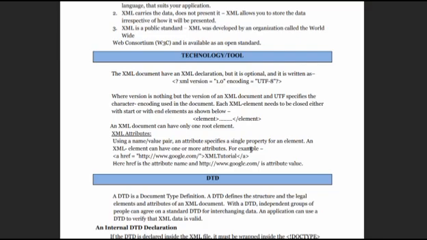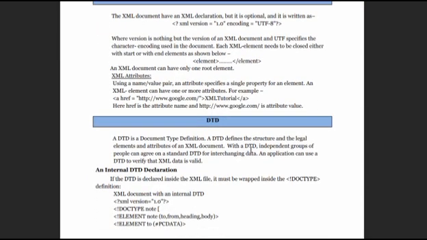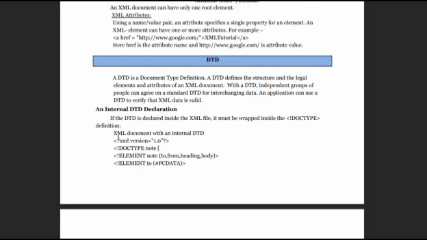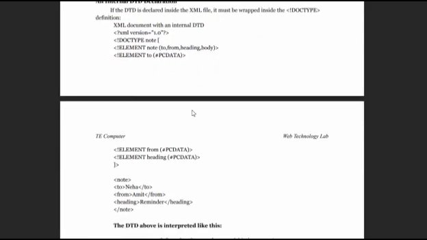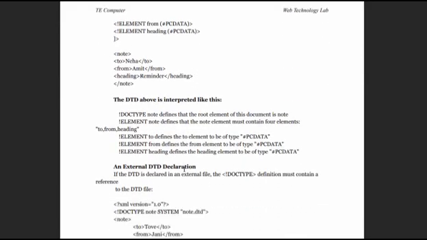So now you can use any type of text of your own which is suitable for the website or application you are creating. So now, what is DTD? DTD is a document type definition. It defines the structure and the legal elements and attributes of an XML document. With a DTD, independent groups of people can agree on a standard for interchanging data. Basically, you can use DTD as internal, as you can see in the internal DTD declaration. You can also use an external DTD declaration here.